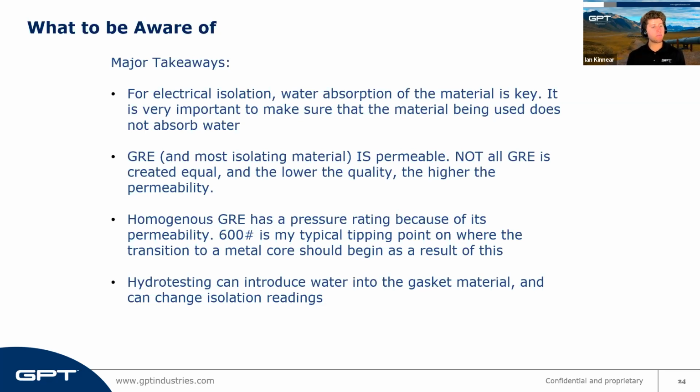600 pounds is typically my tipping point on where I transition. Below 600 pounds, I'm great using homogeneous GRE. Above, I would like to have a steel core. 600 is a judgment call. We can go either way depending on what we're looking at, what temperatures, pressures, media, but that's typically my tipping point as a result of this, because we do see it right around those pressures.